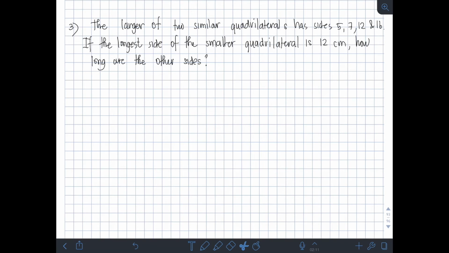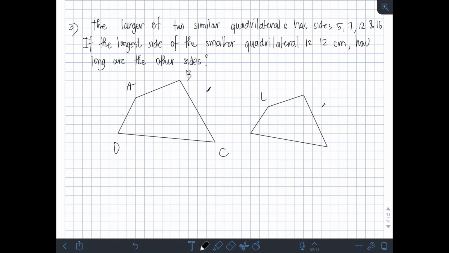Next, we have the larger of two similar quadrilaterals has sides 5, 7, 12, and 16. If the longest side of the smaller quadrilateral is 12 cm, how long are the other sides? Okay, so sige, draw tayo ng figure. So, dahil meron daw tayong dalawang similar quadrilaterals, so yung isa is mas malaki, yung isa is mas maliit, so nag-draw ako ng dalawang similar quadrilateral. So, pangalanan natin, let's say quadrilateral ABCD, yung larger, then quadrilateral EFGH, yung smaller.